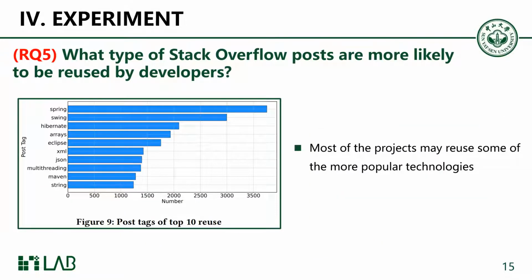Let's move to the last research question. What type of Stack Overflow posts are more likely to be reused by developers? We consider posts that have been reused more than twice as reused posts. And then based on the tag information of these reused posts, we can calculate what type of post they belong to. It can be seen from Figure 9. Most of the projects may reuse some of the more popular technologies.